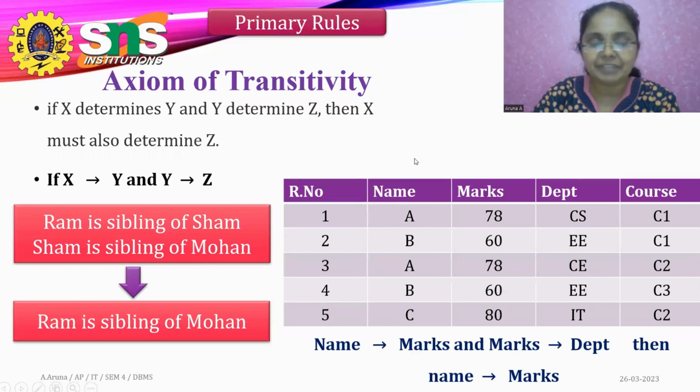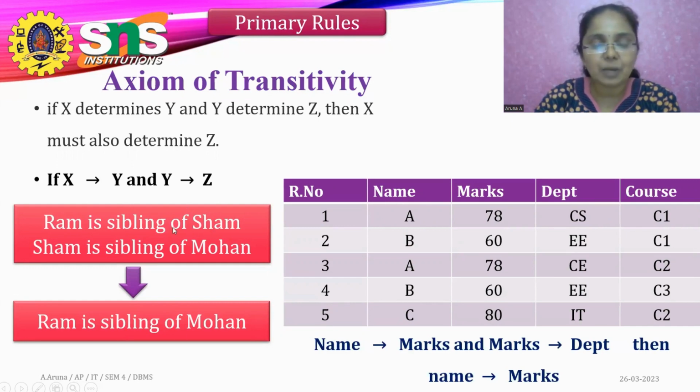The second one is transitivity. Transitivity is very much similar to the transitive functional dependencies in the types. So it is an indirect dependency. If x determines the value of y, and y determines z, then x must determine the value of z. So I have to represent this.